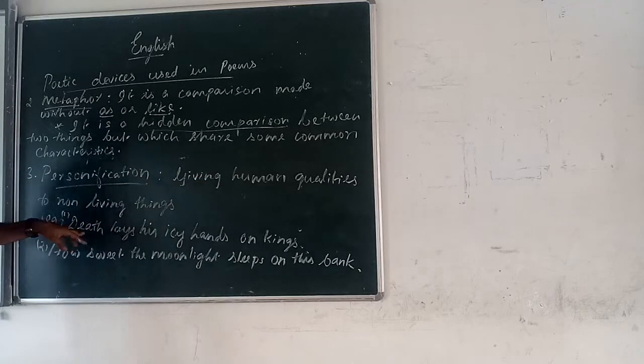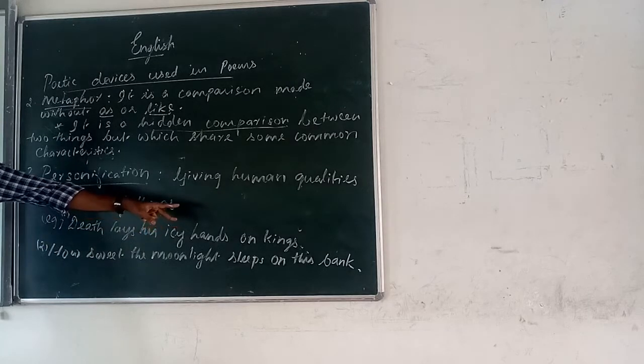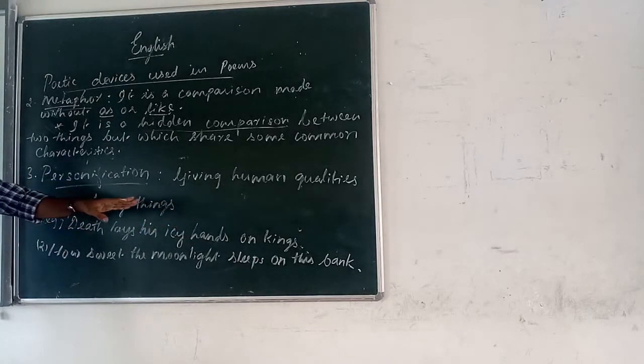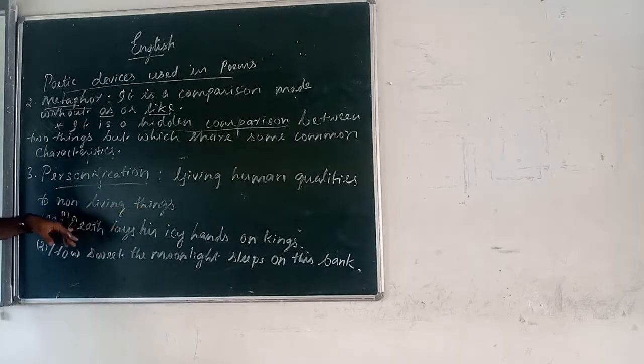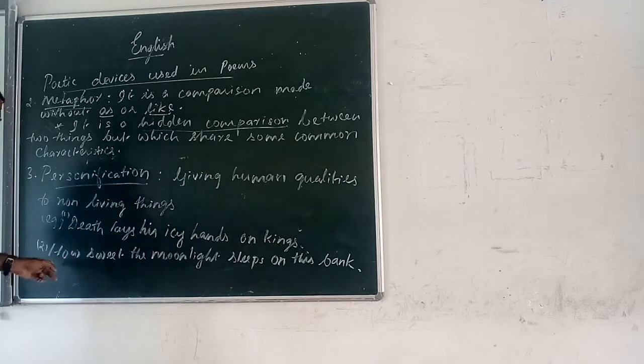Here, the death is a lifeless. At the same time, here the poet uses death lays his icy hands on kings. Here it is personified as it is life, and it is said about the death lays his icy hands on kings.